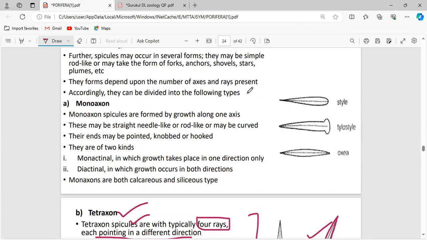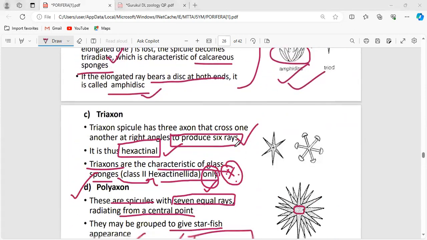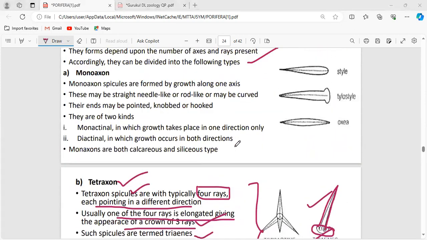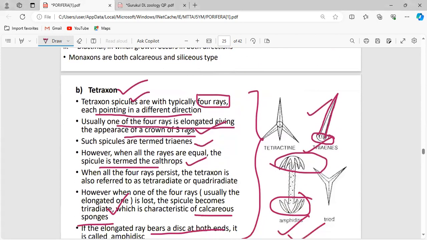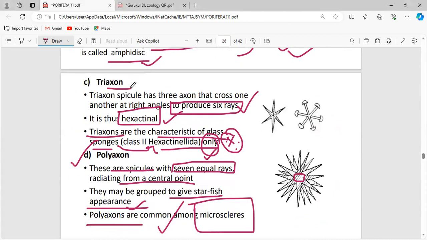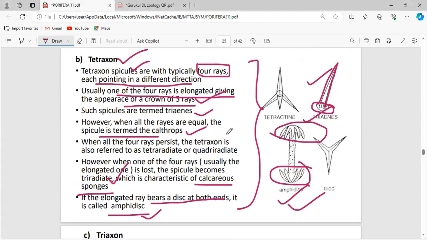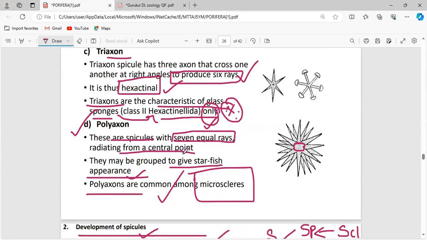Now, there are different types of spicules. What are they? Monaxon, triaxon, tetraxon, polyaxon. If it has only one axis, it is called a monaxon. If it has three axes, it is called a triaxon. If it has four axes, it is called a tetraxon. If it has many axes, it is called a polyaxon.